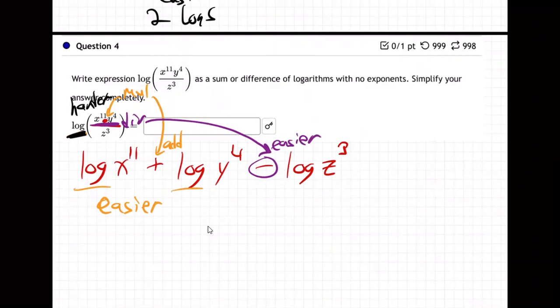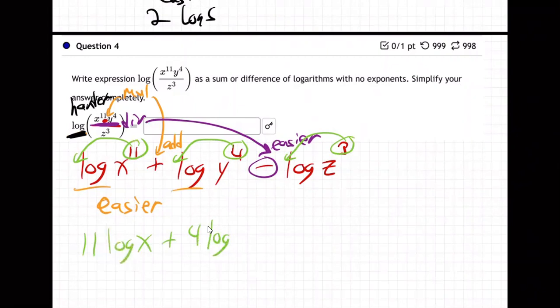Okay, one more thing. Now we are going to grab these powers and bring them down to the front, power down to the front, power down to the front. So we get 11 log x plus 4 log y minus 3 log 8. Oh, see, I naturally make the logs capital like that. And there it is. That's what we're going to type in.